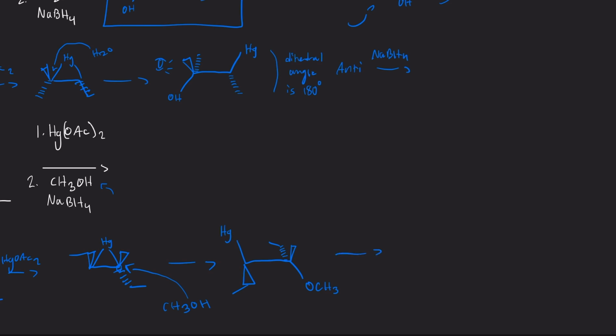And in our second step, we're going to use NaBH4, which will turn our mercury into hydrogen. And so our final product will end up looking like this. It's going to look the same, except our mercury will be a hydrogen. Okay, yeah, that will be our final molecule.